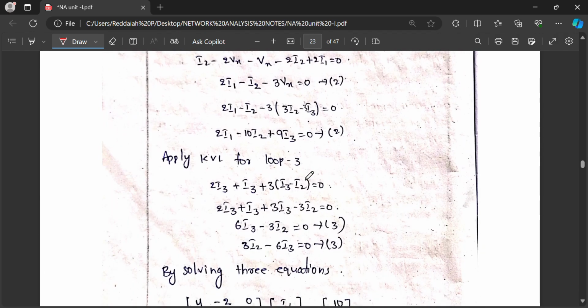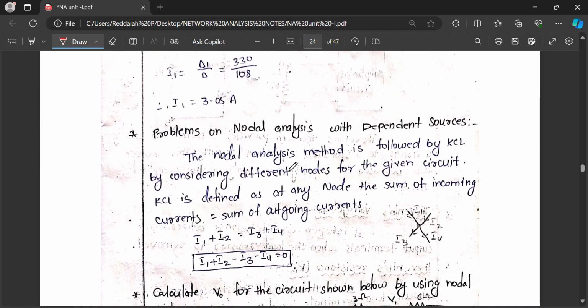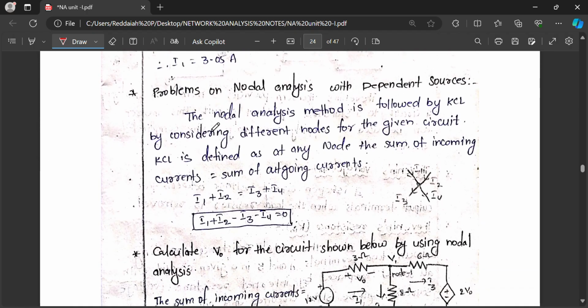A similar problem, another one, with two Vx like that. You can see this problem. By using the matrix method, Cramer's rule, you can solve this problem.